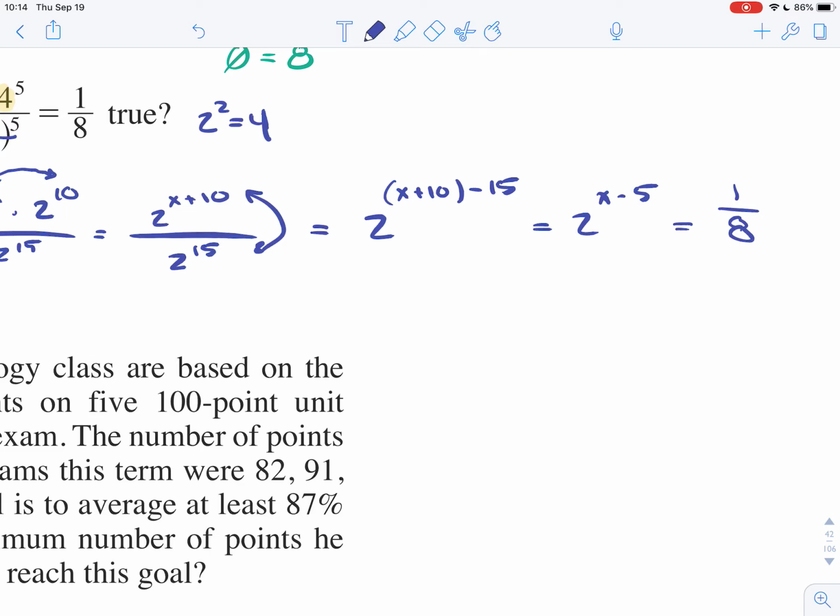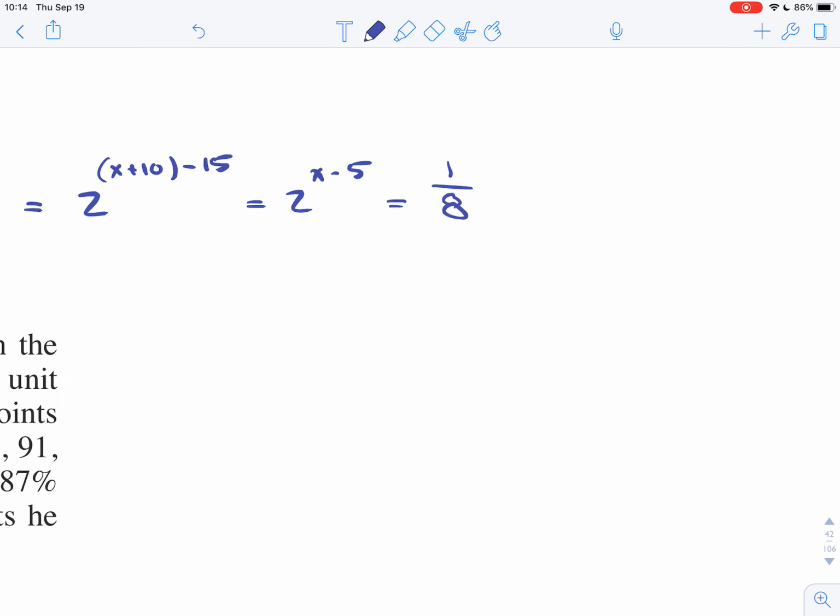Now finally what we can do is we can say that that is equal to 1/8. If you're doing this out algebraically like we are right now, then we can recognize that 1/8 can be rewritten using base 2. Using negative exponents, 2 to the negative 3 is 1 over 2 to the third power, which is 1/8. So we could rewrite that as 2 to the x minus 5 equals 2 to the negative 3.